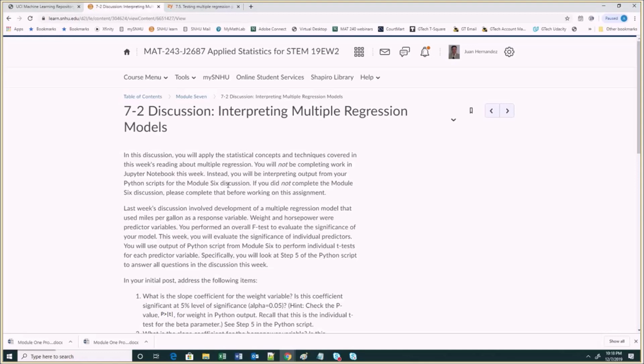Generally, you'll only have to look at the output that you received when you ran the multiple regression. If you did not complete Module 6 discussion, please complete that before working on this assignment. If for any reason you missed running the Jupyter Notebook script for Module 6, please go back and run that first.